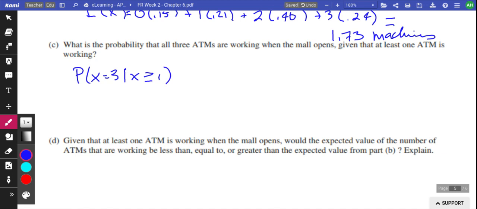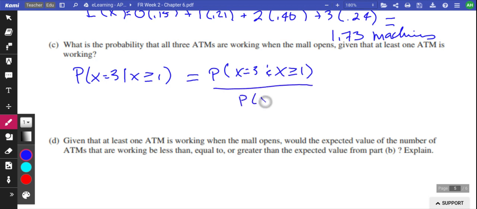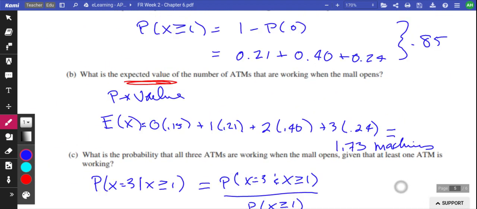So for this, we got some options here, right? Now, again, nice thing here, we've kind of already done a lot of the work. So this is going to be the probability that X is equal to 3 and X is bigger than 1, which is the same thing, divided by the probability that X is bigger than or equal to 1. Now, we've already found that up here, right? That's what we have right here.